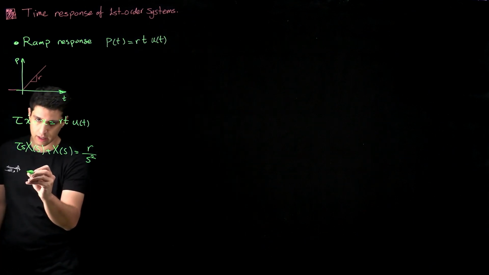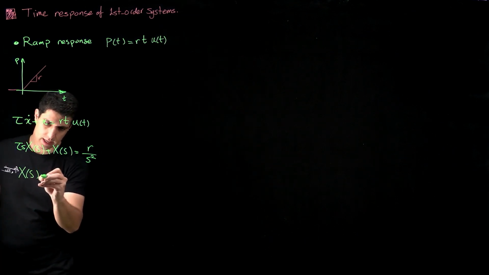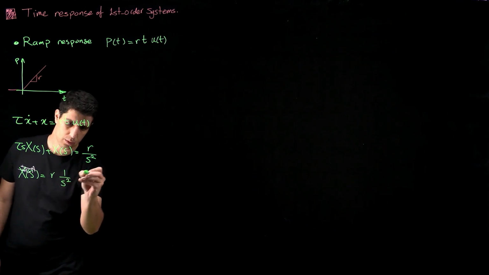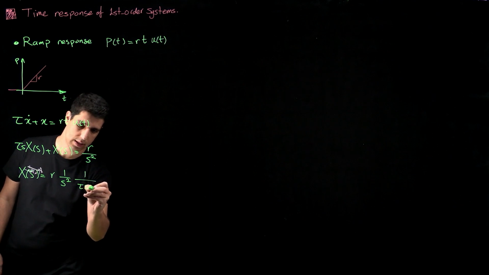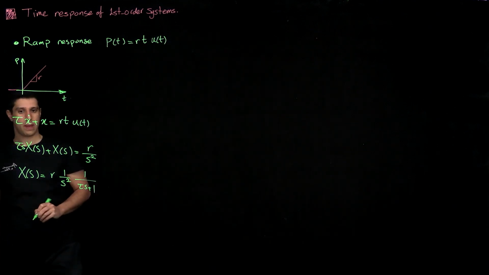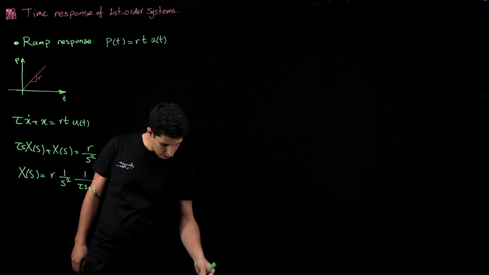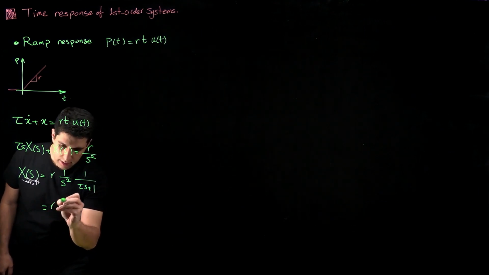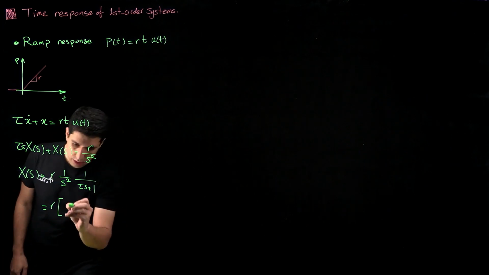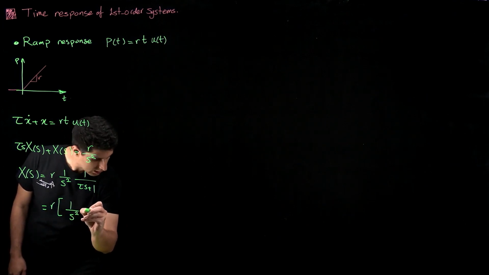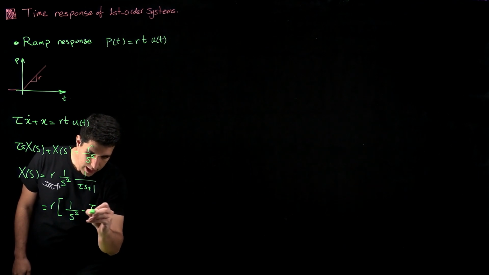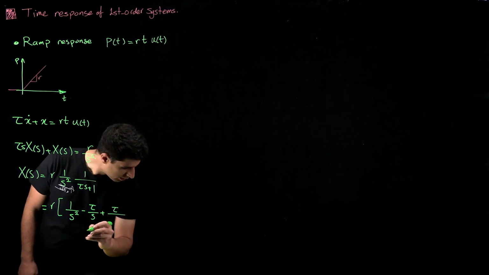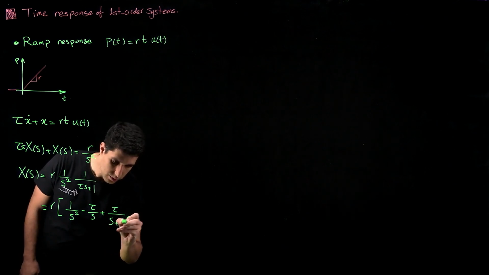And taking x of s, it is going to be r times 1 over s squared times 1 over tau s plus 1, which I can write as r times 1 over s squared minus tau over s plus tau over s plus 1 over tau.